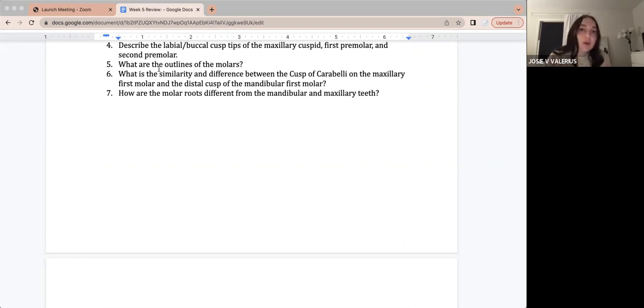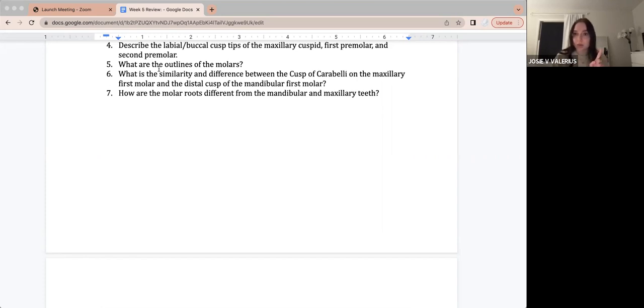So for this one, I just wanted to compare and contrast where the cusp tip lies for these teeth. And so what I mean when I say that is for your maxillary cuspid, the cusp tip lies mesially. So what that means is the distance from the cusp tip to the mesial side of the tooth is less than the distance from the cusp tip to the distal side of the tooth. And this is something you can go back and look at on your workbook.